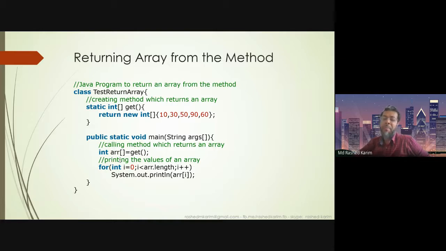Then returning an array from the method. That means you can return an array also. You see, I'm just returning a new array, creating the array here. This get method will return the integer array. When I call get, it will automatically return the new array. This array will be initialized and instantiated here and the object sent back, and I'm receiving this object in this variable. It is similar to declaring array equal to new integer of some size. The same way, you can return an array object from the class, from the method.